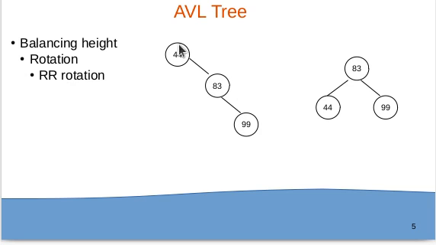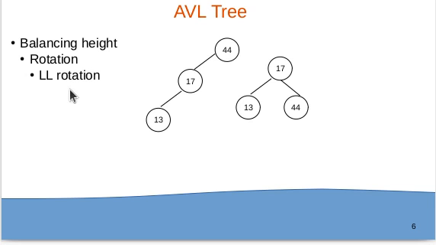In this case the root will be the left child of this child node. So the root will become the child of its child. So here is a rotation, a left rotation. So 83 will be the new root, 44 will be the left child, and 99 will be the right child. So this is the AVL tree, which is height balanced. This is not an AVL tree as the height is not balanced.